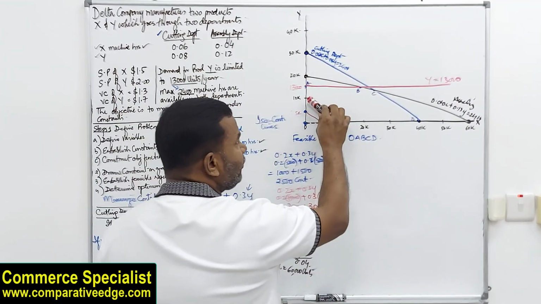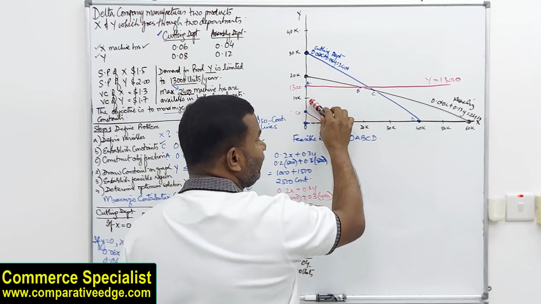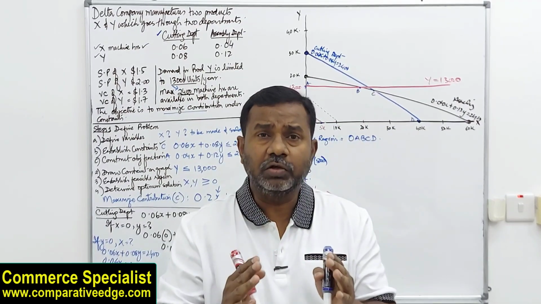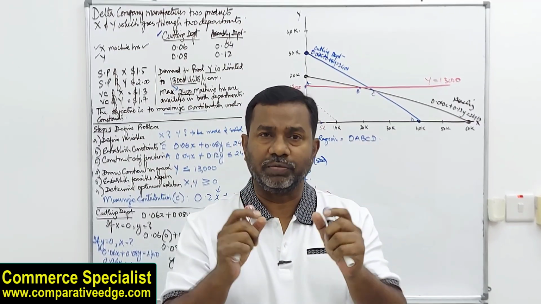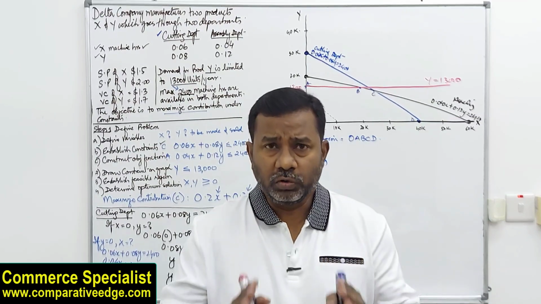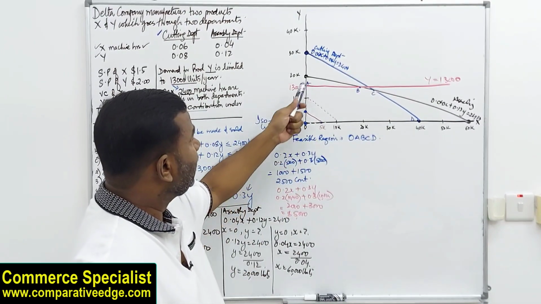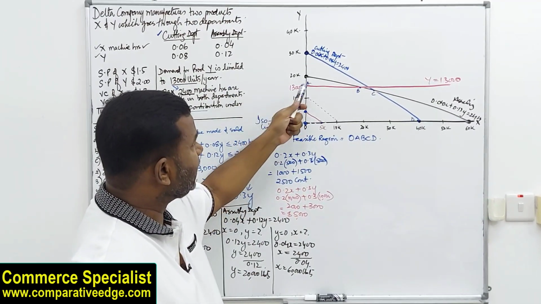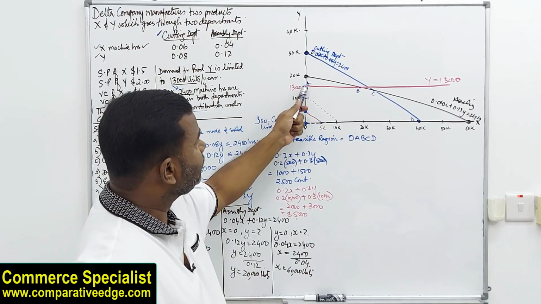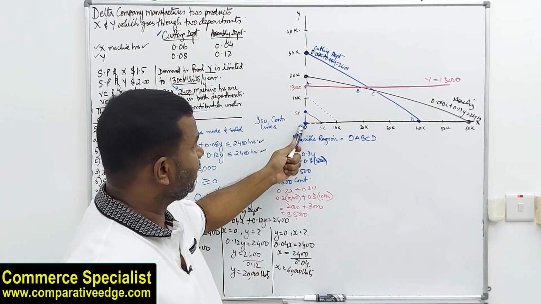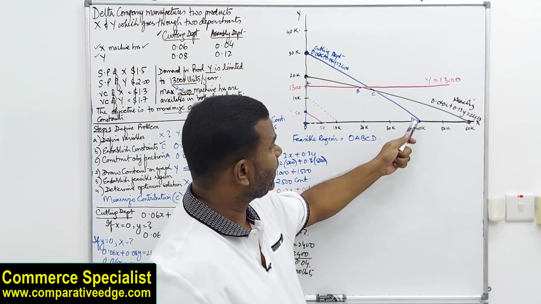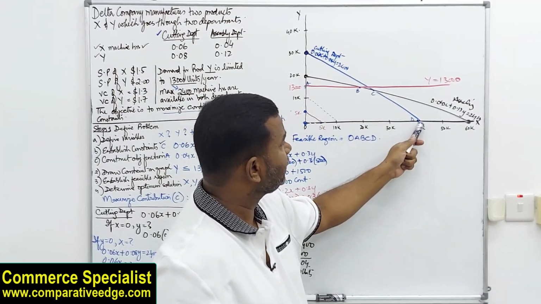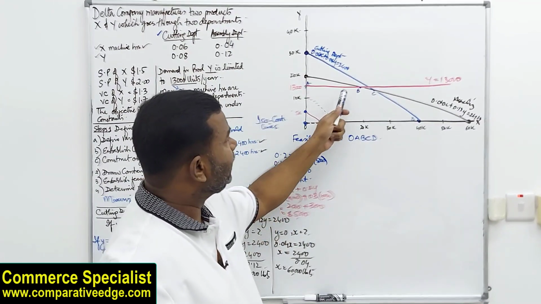If we take it further, obviously we don't have enough time, so I am taking you to the most feasible option. As I told you, A cannot be an option because at A we are selling 13,000 units of Y and no units of X. This is not an option. D cannot be an option because at D we are selling 40,000 units of X and nothing of Y. So B and C are left.